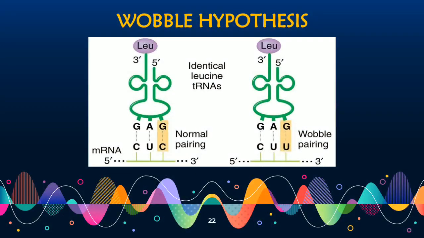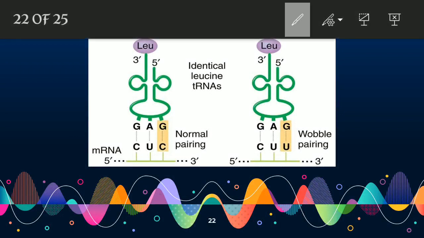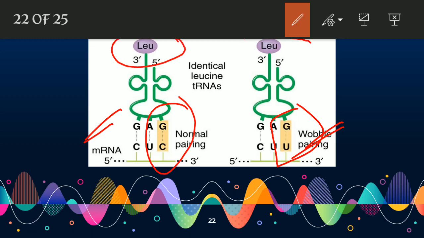Now this is an example of the wobble hypothesis. This is the case of normal pairing for leucine, and this is the wobble pairing. Here we see that G forms a bond with U, uracil, and in normal pairing it forms with C, cytosine. But both give us the amino acid, the end product, leucine.